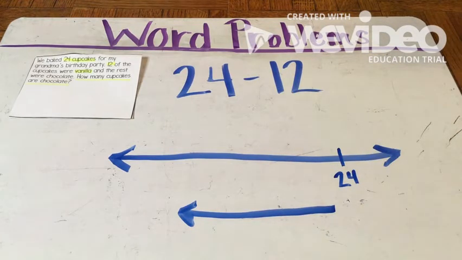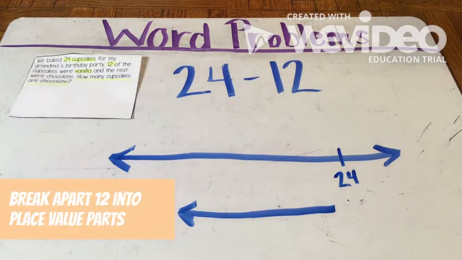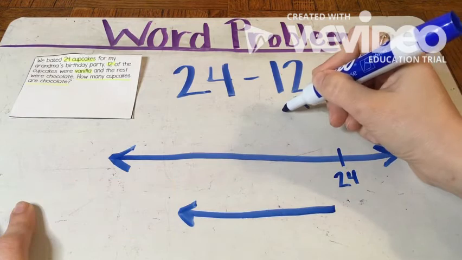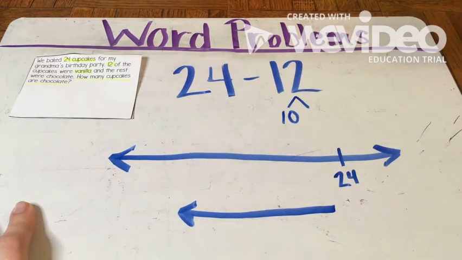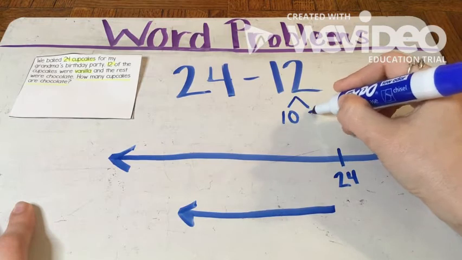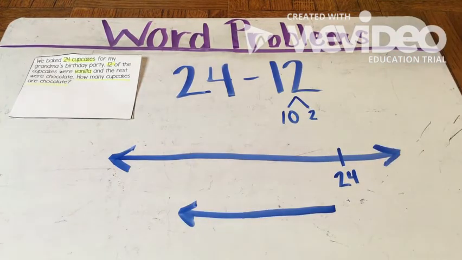My next step is that I want to break apart 12 because 12 is a pretty big number, and I don't really know 24 minus 12 off the top of my head. And so what I'm going to do is break it apart into its place value. So I have 10 because this 1 is in the tens place, and that represents 10. It is not just a 1. And then my 2 in the ones place represents 2. And we're kind of lucky in this problem because the number in our tens place is a 10, and that is what I like to jump back on using my number line.